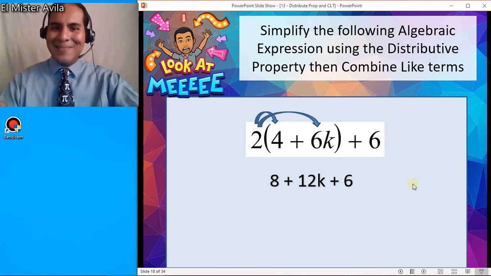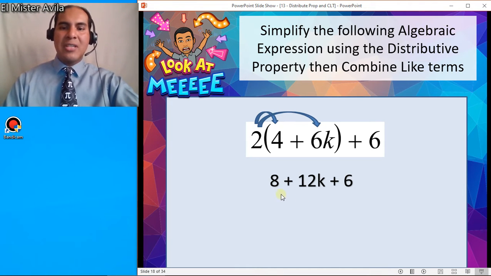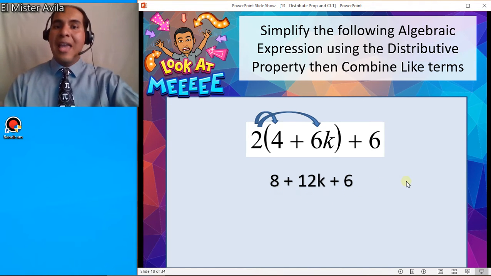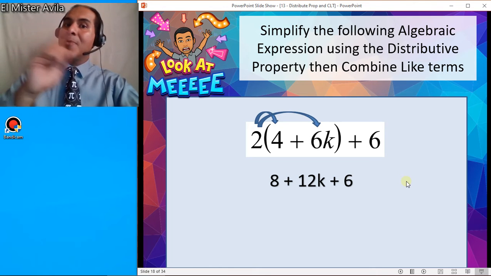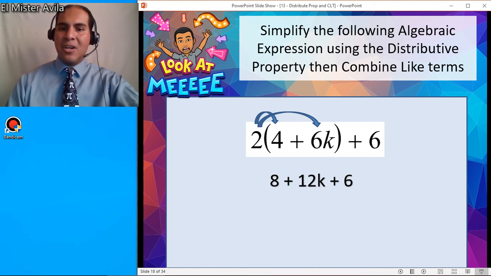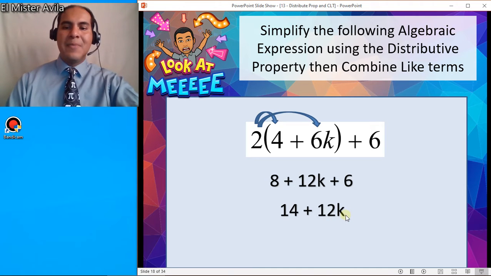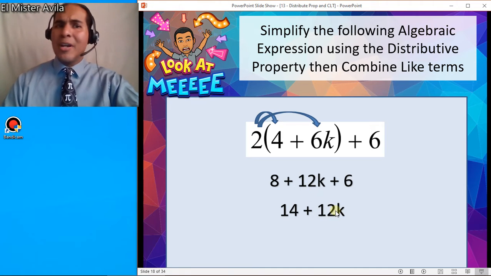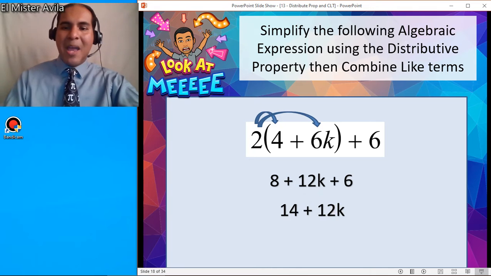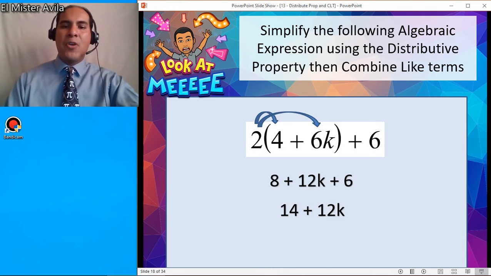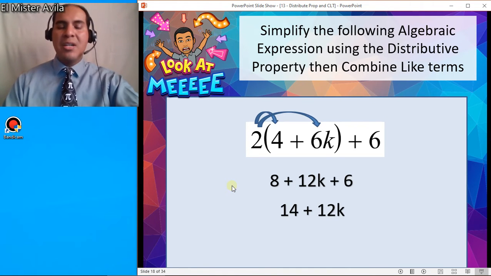Now we end up with an algebraic expression that has 1, 2, 3 terms, and we're going to simplify it using the idea from the previous lesson called combining like terms. Of those 3 terms, the like terms are the 8 and the 6. We will add 8 plus 6, and that gives us 14. So bring down the 12k because poor guy didn't have any like terms, nobody to combine with, so we just brought him down. And we end up with 14 plus 12k as a simplified version of this algebraic expression.